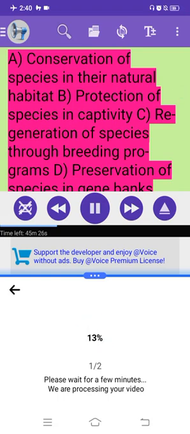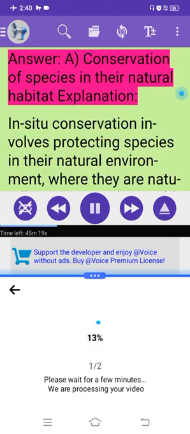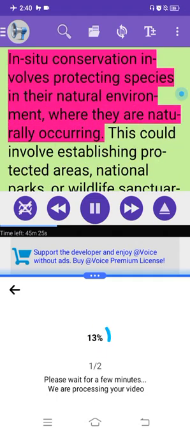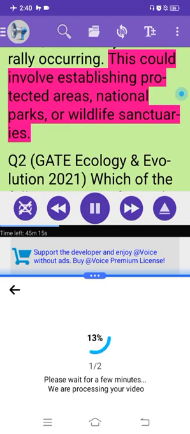B. Protection of species in captivity. C. Regeneration of species through breeding programs. D. Preservation of species in gene banks. Answer. A. Conservation of species in their natural habitat. Explanation. In situ conservation involves protecting species in their natural environment, where they are naturally occurring. This could involve establishing protected areas, national parks, or wildlife sanctuaries.